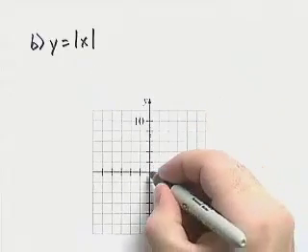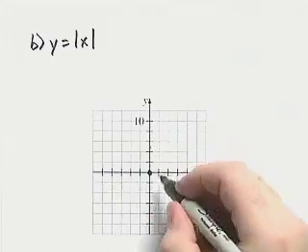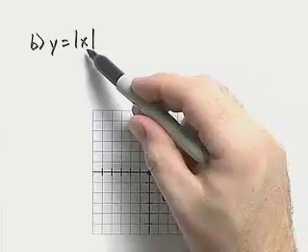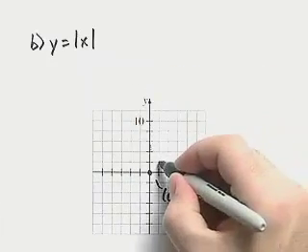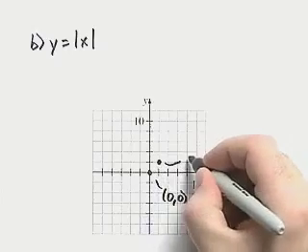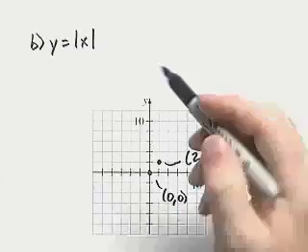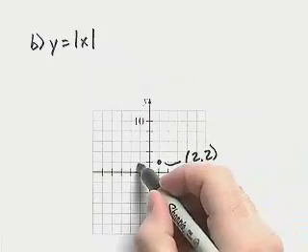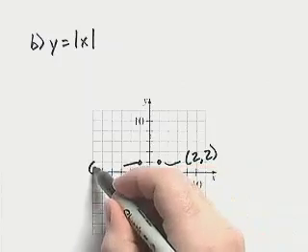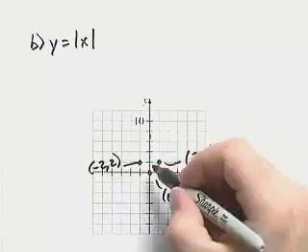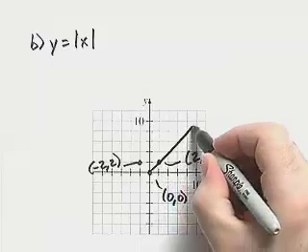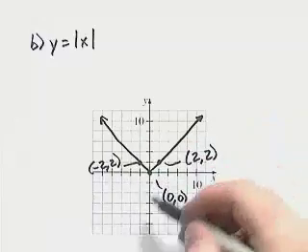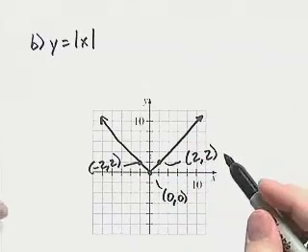To graph the absolute value of x, we're going to plot a couple of points. Start off by letting x equal 0. If x is equal to 0, y is equal to 0, so we have the point 0, 0. If we let x equal 2, the absolute value of 2 is also 2, so we get the point 2, 2. If we let x equal -2, the absolute value of negative 2 is positive 2, and so we get the point negative 2, 2. Connect our points, get our graph, and here we have the graph of our base function, the absolute value of x.